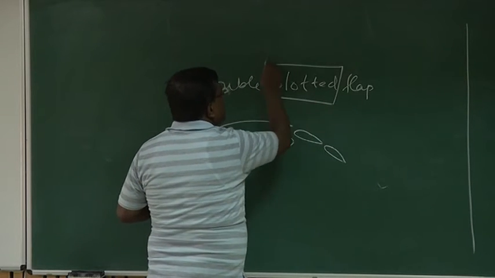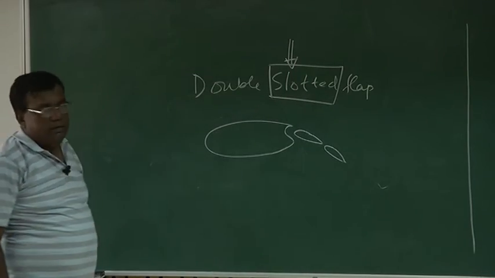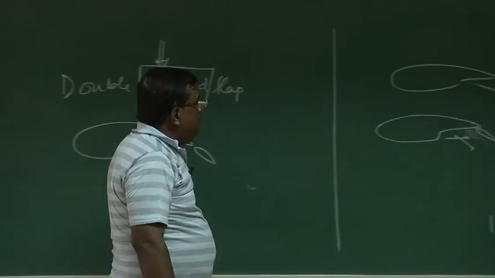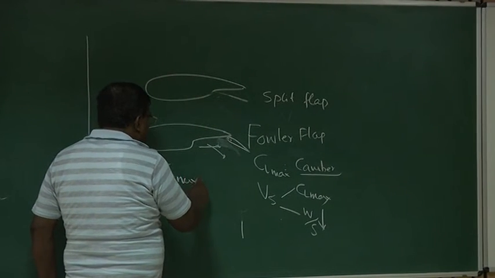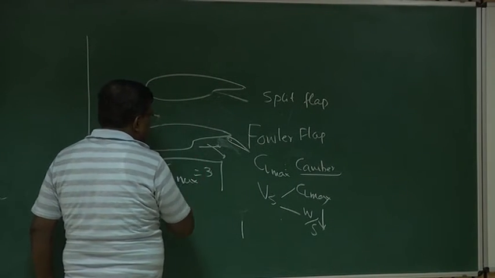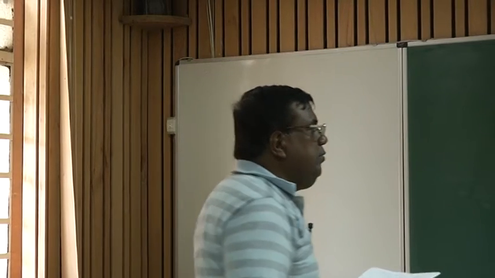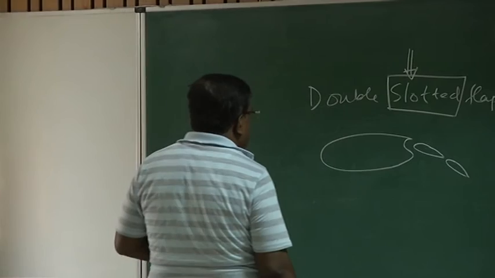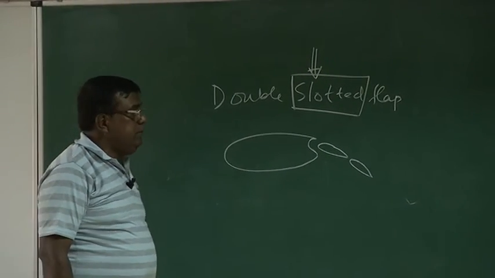Please understand this new term, slotted. Why was the slot necessary? Before I get to that, let me complete this part. The CLmax up to 3 is achieved. These are numbers I repeat again and again; they are some representative numbers. You can Google and find out what is happening in different configurations. Now I have introduced another term, slotted flap.